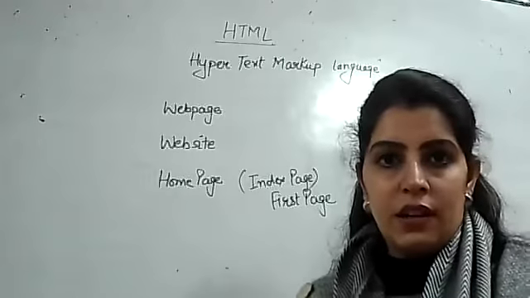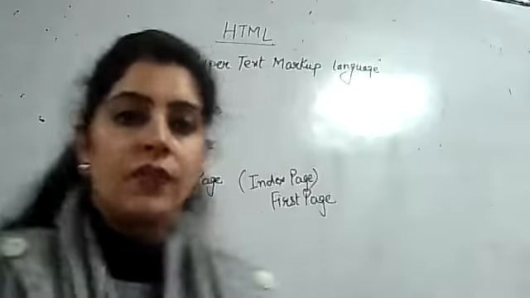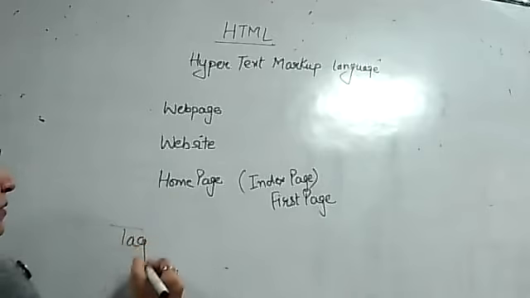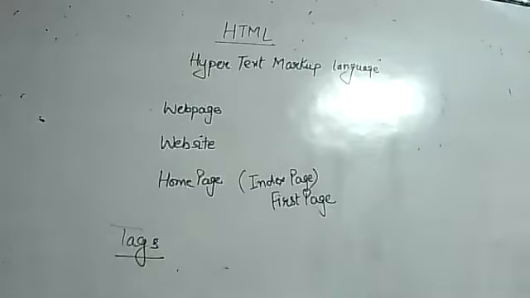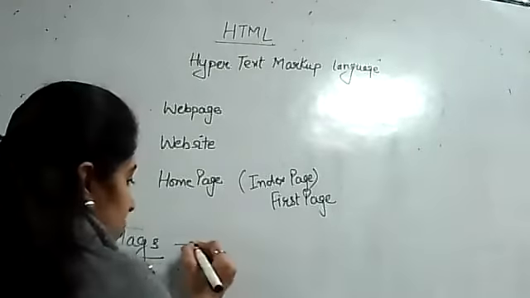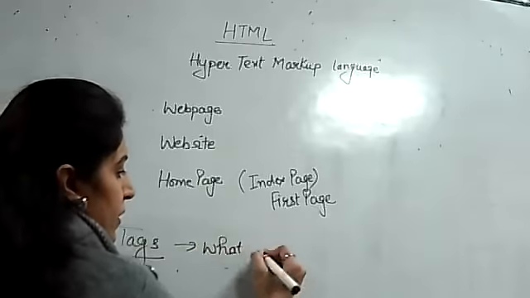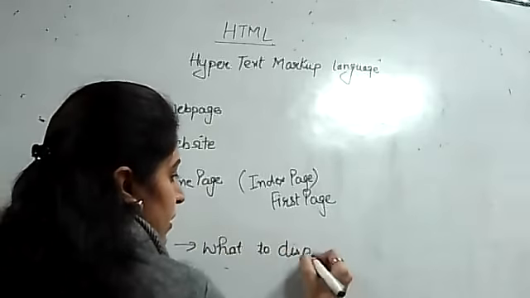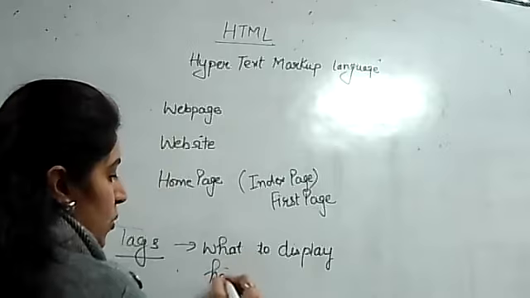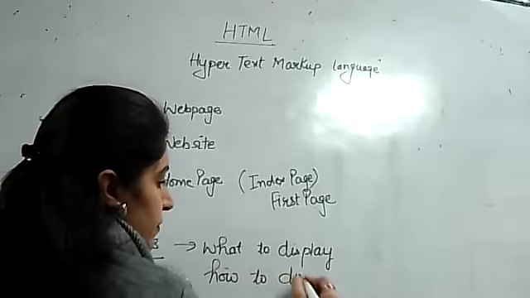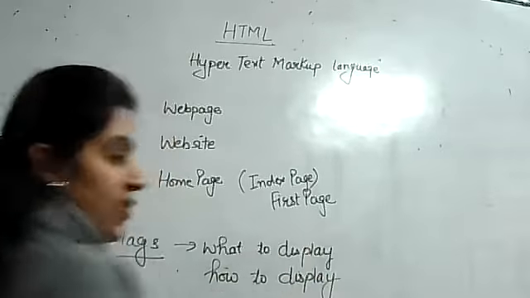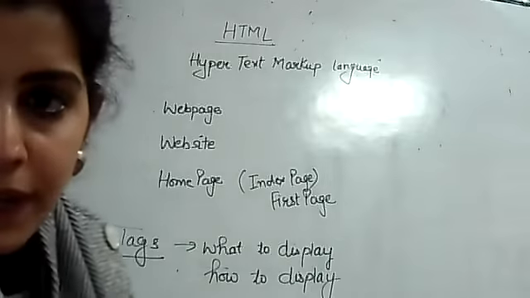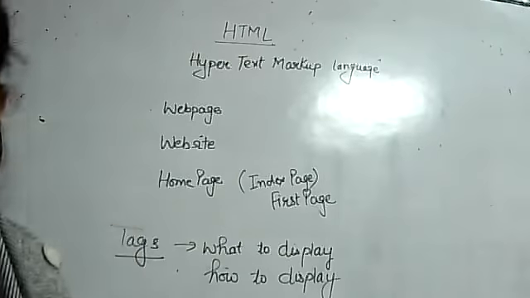These things are clear. Then next we studied the meaning of tags. What are tags? Tags क्या है? So tag is a code, or you can say a piece of code which will tell the browser what to display and how to display. Which tells the browser what to display and how to display.